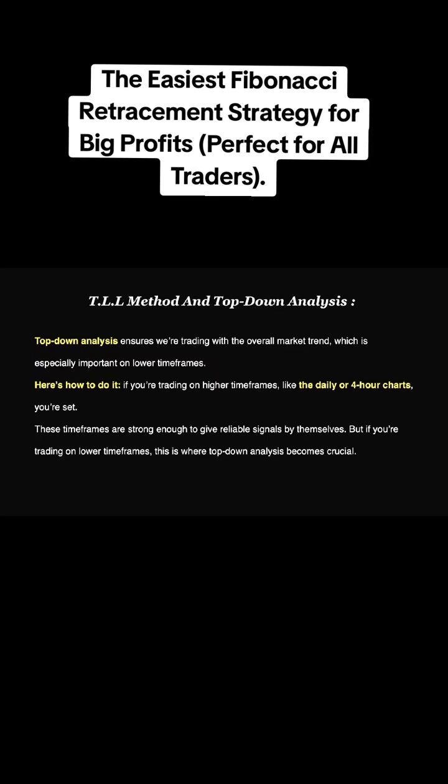If you're trading on higher time frames, like the daily or 4-hour charts, you're set. These time frames are strong enough to give reliable signals by themselves. But if you're trading on lower time frames, this is where top-down analysis becomes crucial. Let's break it down by each time frame.